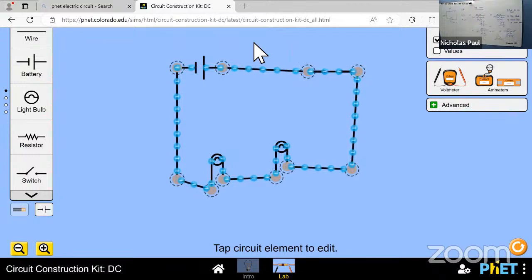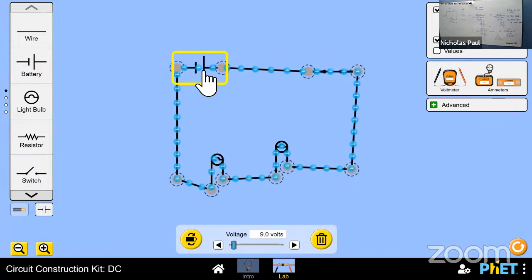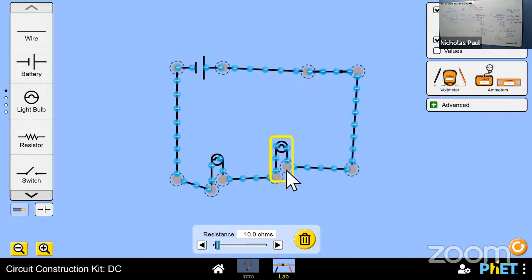Let's see if we could find the relationship firstly between voltage, current, and resistance, right? So try to remember this value, right? The voltage reading here is 9 volts. So 9 volts is being supplied, right? I want to remove one of these. Hold on.